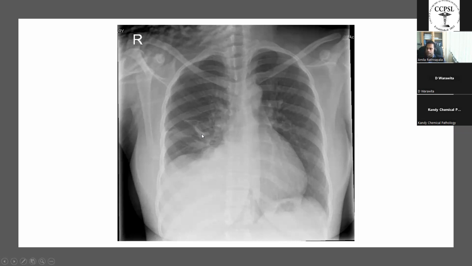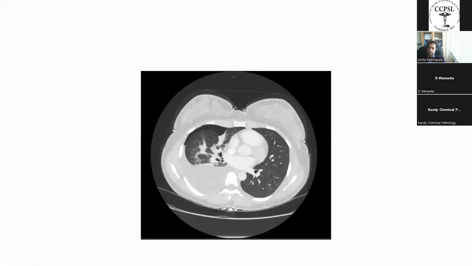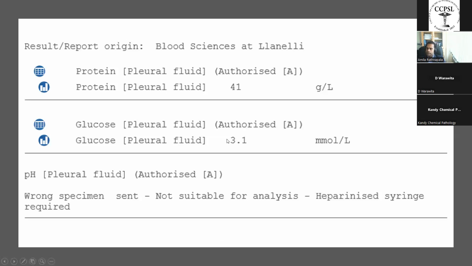So we did an ultrasound scan, and then we did a CT scan of the chest. As you can see here, on the right side there is a pleural effusion, and the lung is collapsed, and there's evidence of pneumothorax as well. So we did a diagnostic aspiration of this patient, and we found the pleural fluid protein is 41 grams per liter, and glucose is 3.1 millimoles per liter, and the pleural fluid pH was not done on this patient.